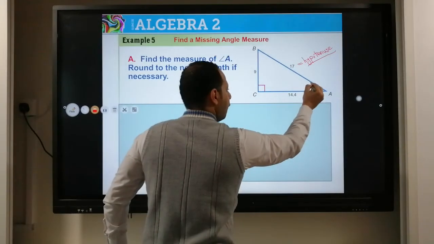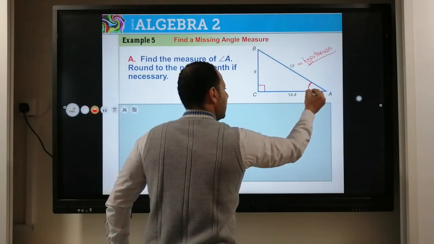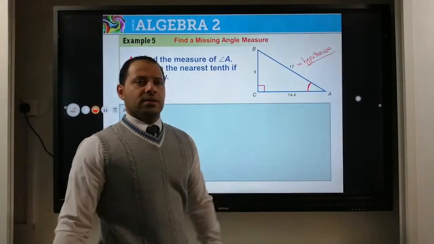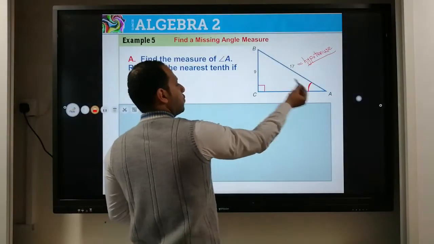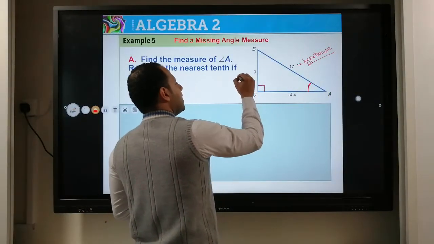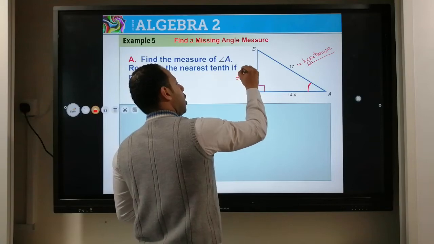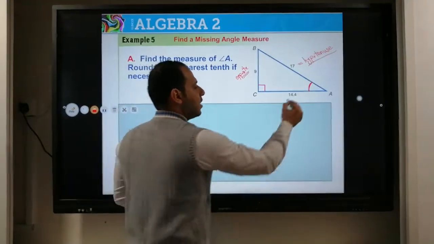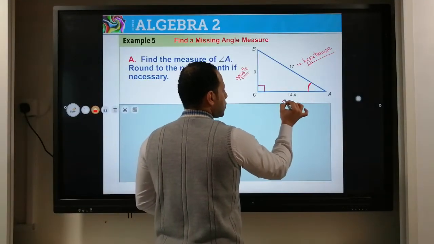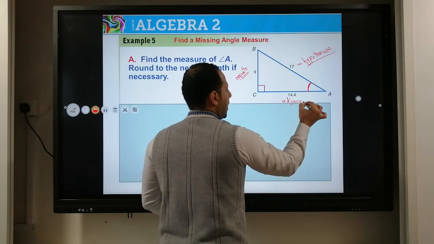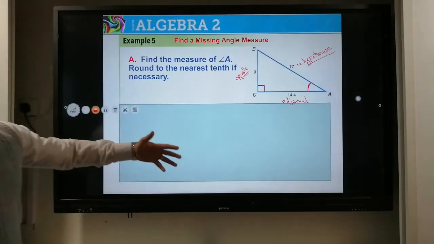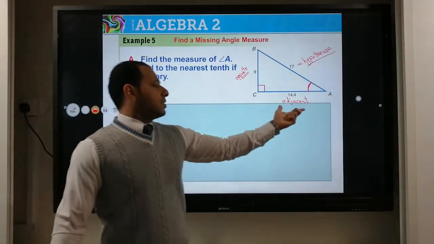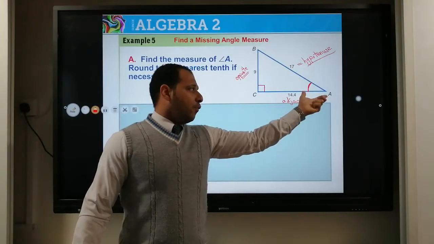For angle A, which side is opposite, BC or AC? Yes, BC. So the opposite side for angle A is BC, and the adjacent side is AC, which is 40.4. So this is the hypotenuse, this is the opposite, and this is the adjacent for angle A.